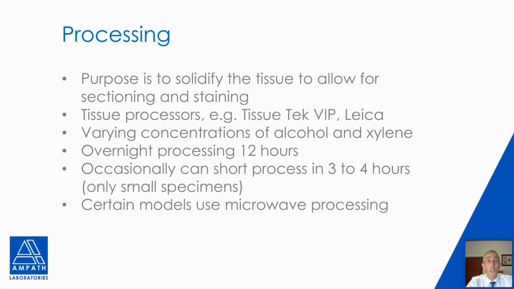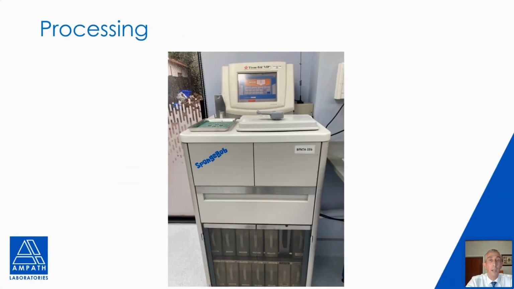Right, now that the tissue is in the histology cassette, the tissue is loaded and placed in a tissue processor. And the purpose thereof is to solidify the tissue to allow for sectioning and staining the following day. Tissue processors, there are many on the market, such as TissueTek and Leica. And what happens here is the tissue is exposed to varying concentrations of alcohol and xylene. It occurs overnight, and this process takes up to 12 hours. Occasionally one can short process, but this is only for very small specimens. And then of course there are certain models on the market which make use of microwave processing. Here is our TissueTek VIP processor in Bloemfontein. Our technologists have lovingly named him SpongeBob.